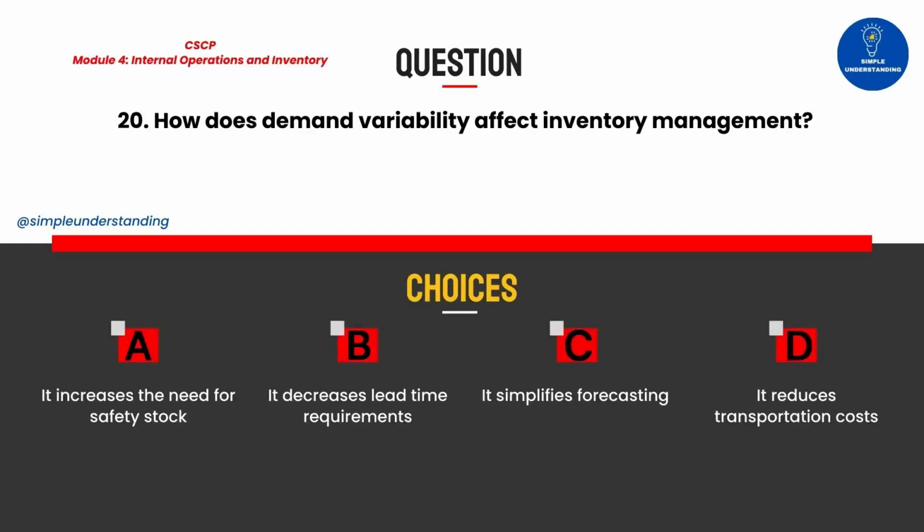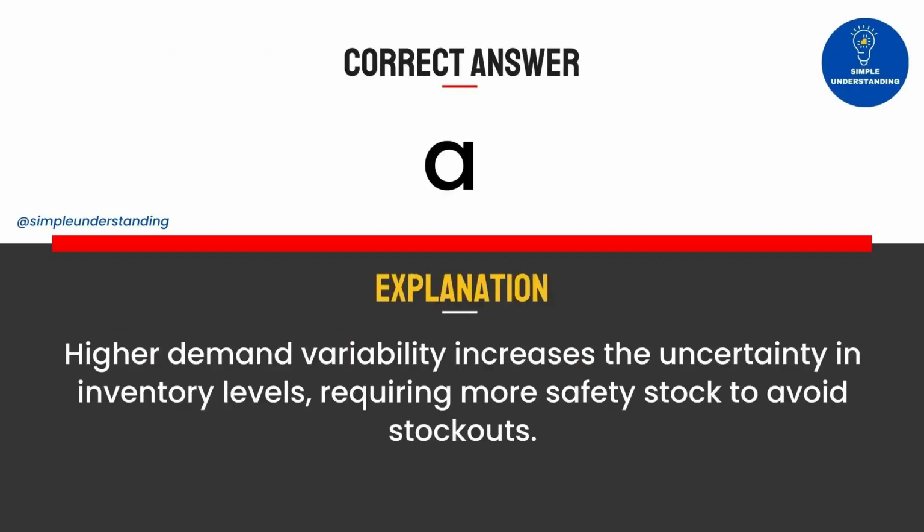20. How does demand variability affect inventory management? A. It increases the need for safety stock. B. It decreases lead time requirements. C. It simplifies forecasting. D. It reduces transportation costs. Correct answer: A. Explanation: higher demand variability increases the uncertainty in inventory levels, requiring more safety stock to avoid stockouts.